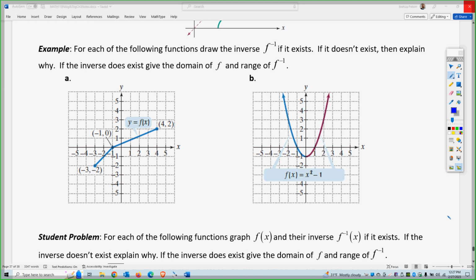All right, so this is the original function, f of x. Let's see if the inverse function actually exists. So first off, is it one-to-one, and does it pass the horizontal line test? Yes, it passes both of those. All right, so if I switch the variables, I'm going to get -2, -3. And if I switch the variables, I'm going to get 0, -1. And if I switch the variables, I'm going to get 2, 4.